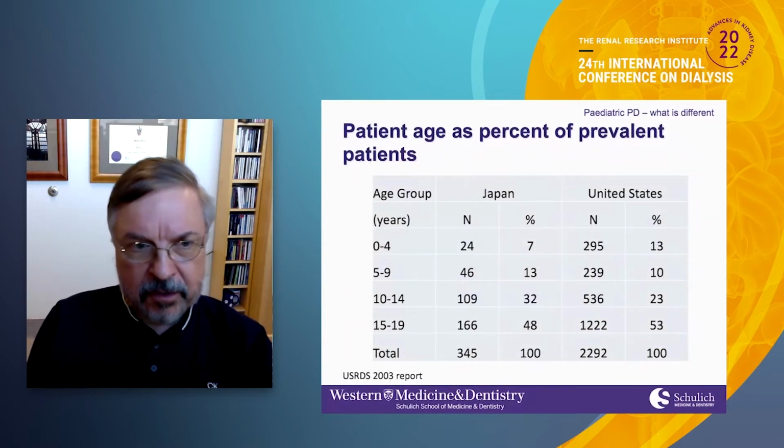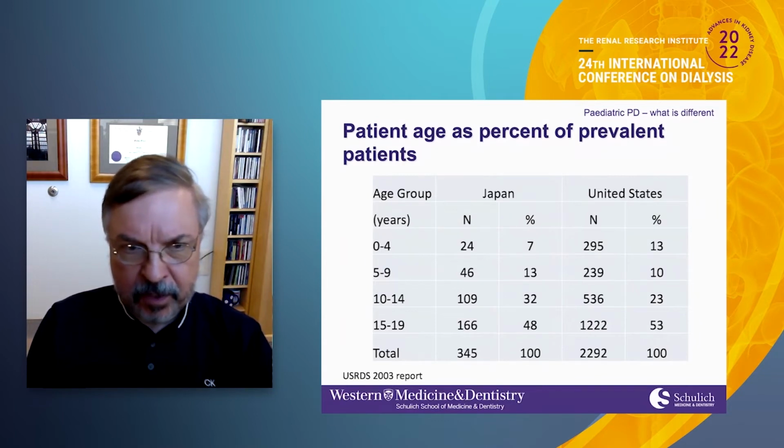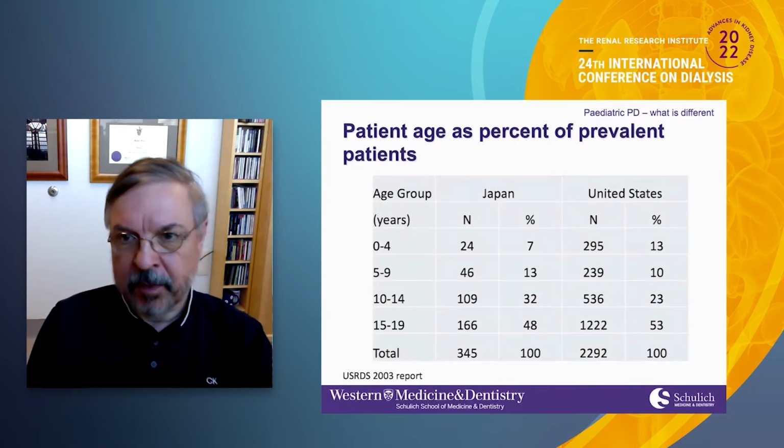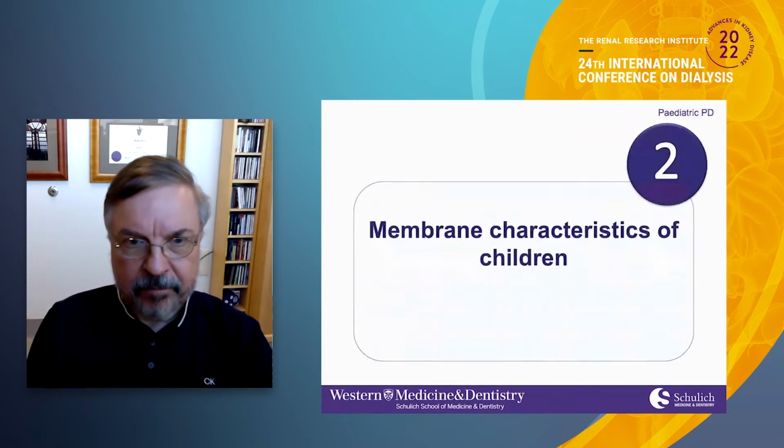So what are the ages? We do dialyze very young babies. They usually have structural anomalies and underdosing of the nephrons, but the bulk are around age 12 to 19. And as you can see, that is pretty much matched with other countries like Japan or the United States of America. Next. So what are the membrane characteristics of children? Here's a significant difference. The younger they are, the more they are high transporters, and a very large proportion of them are high or high average transporters. Next slide, please.